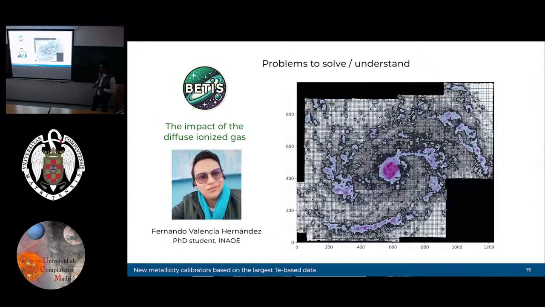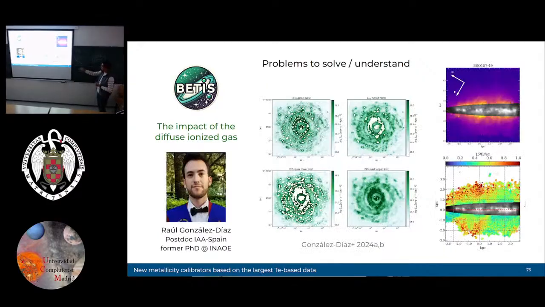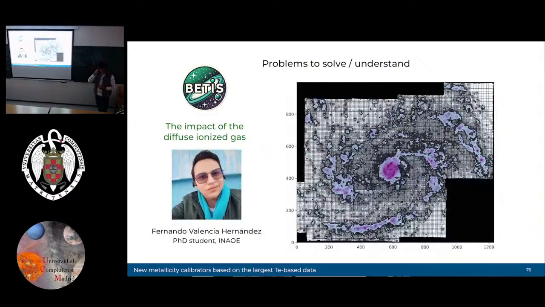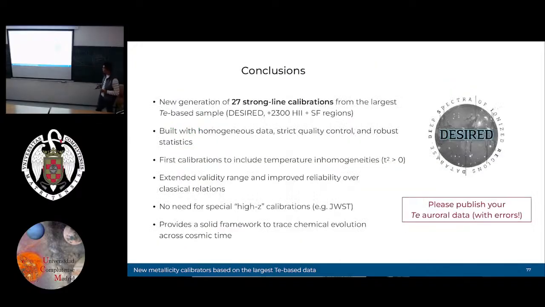I have another PhD student who is using a sample; in this case, Raul only worked with 8 galaxies for NII, and now Fernando is using over 200 really good quality galaxies in order to also derive properties of HII regions and the diffuse ionized gas, and see the impact of this on the calibrations. And many things to do. So these are my conclusions.